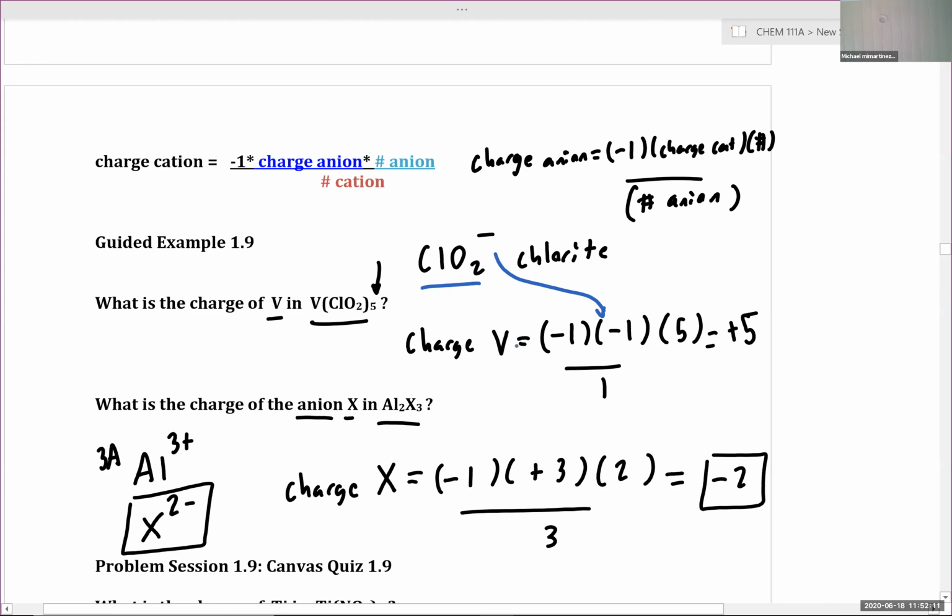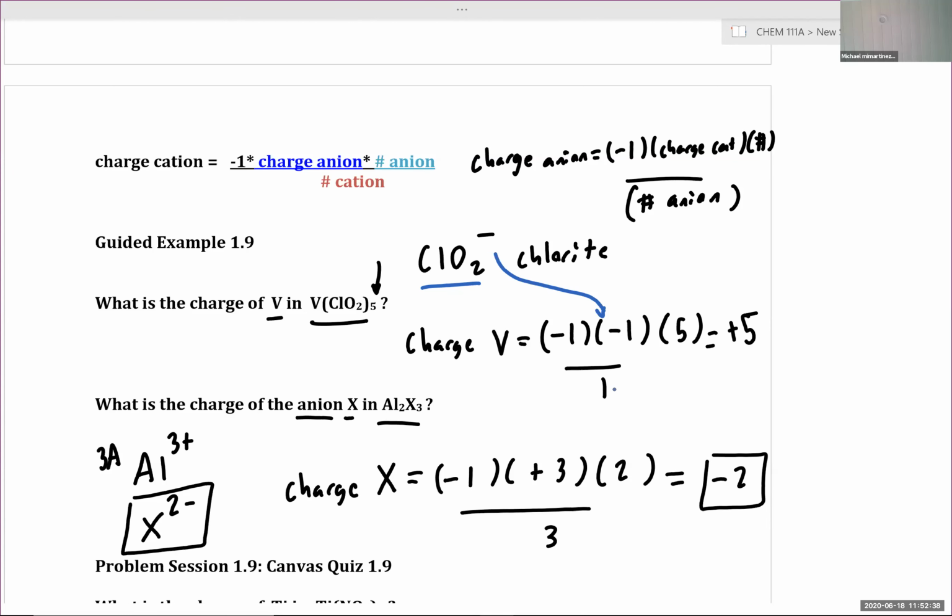So for vanadium, we're trying to figure out the charge. To solve for the charge using this equation, we take -1 times the charge of our anion, which is -1, times the number of our anion, which is 5, over the number of vanadium cations, which is 1. Does that make sense? Yeah, it does. Okay, thank you.